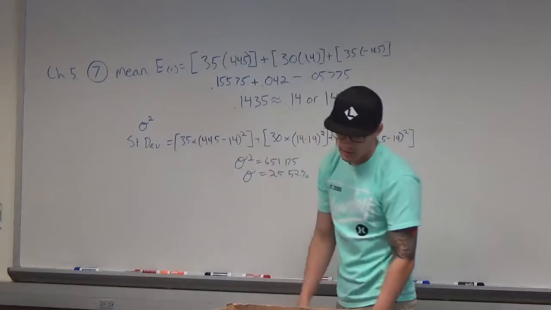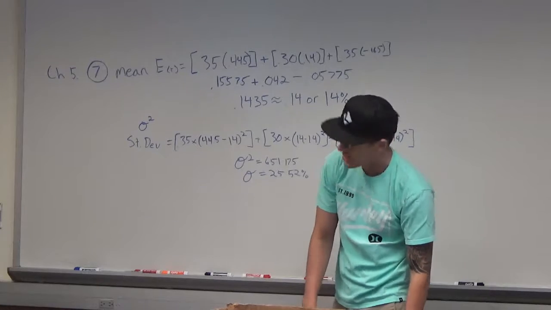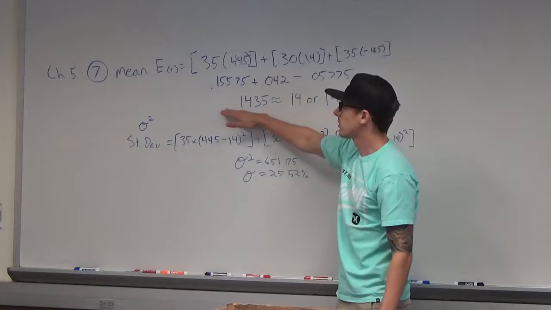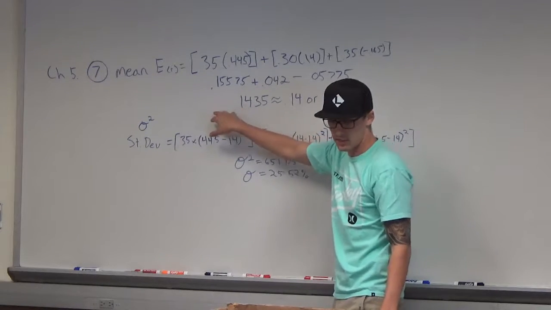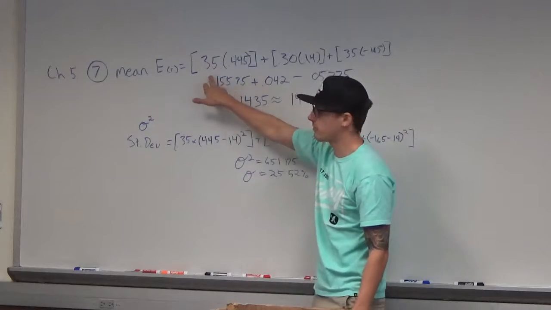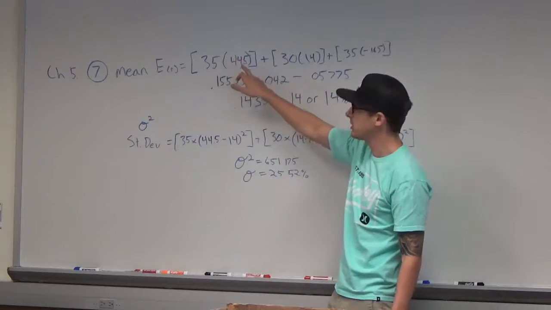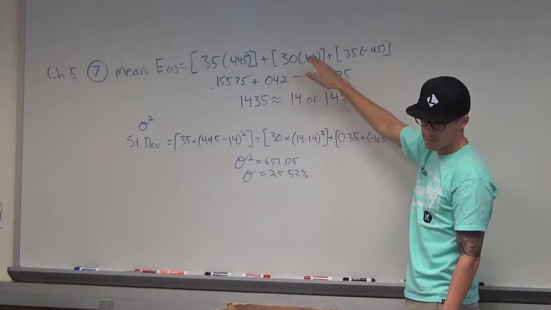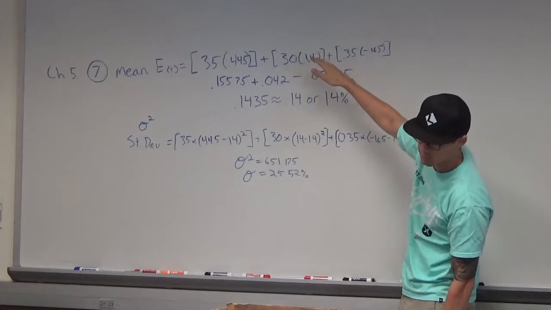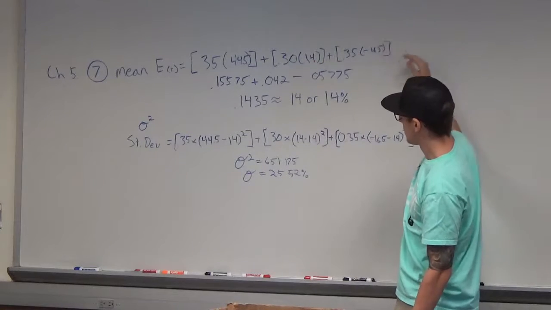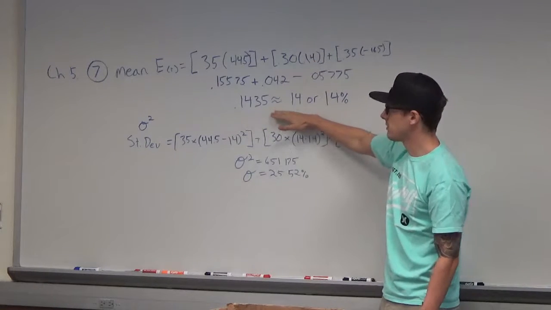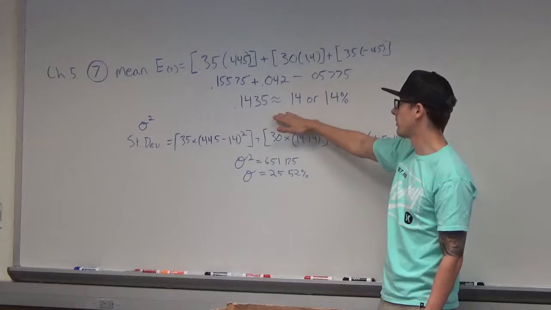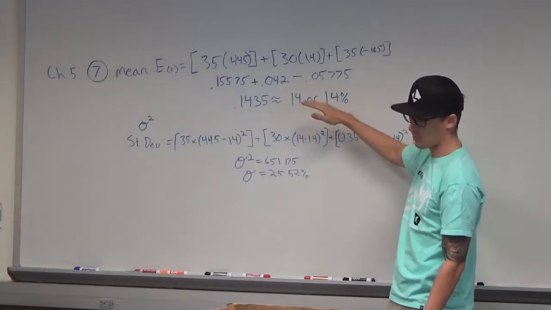So for the mean, we use this equation here. So what you do is you take the 0.35 probability, you multiply it by the HPR percentage, then you add, and you do that for each subsequent probability and HPR. You come out with a mean of 0.1435 or 14%.